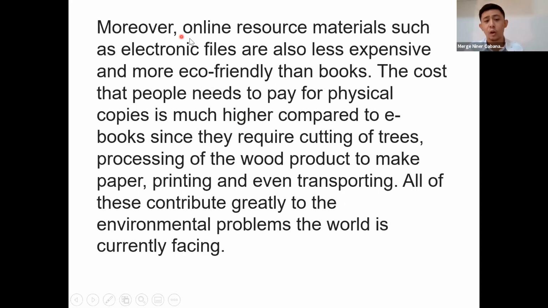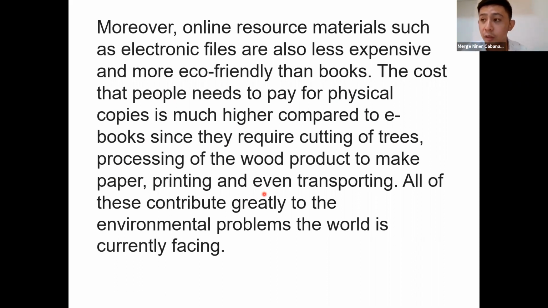Moreover, take a look. Online resource materials such as electronic files are also less expensive. This is the one that I'm talking about, the cost, and more eco-friendly than books. So I have two arguments: one, less expensive, another, eco-friendly. The cost that people need to pay for physical copies is much higher compared to ebooks, since they require cutting of trees. Tingnan nyo ha, in publishing a book, we cut trees, process the wood product to make paper, printing, and pati yung pagka-transport niya.